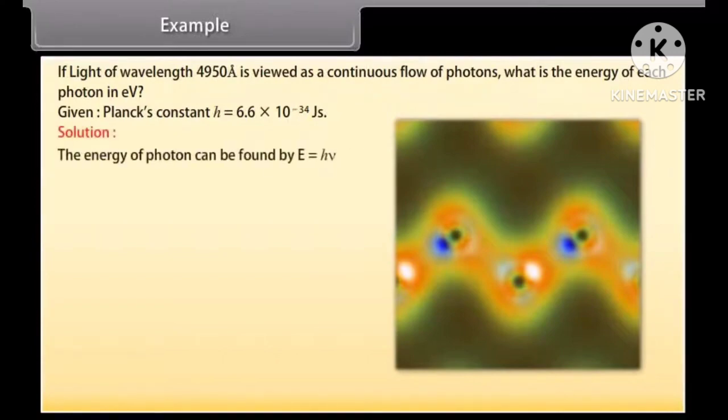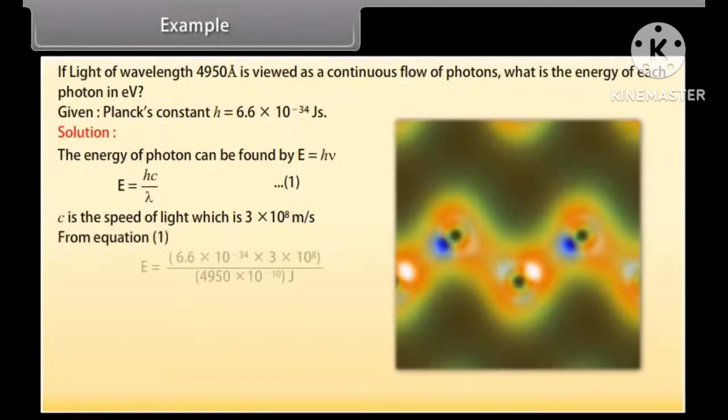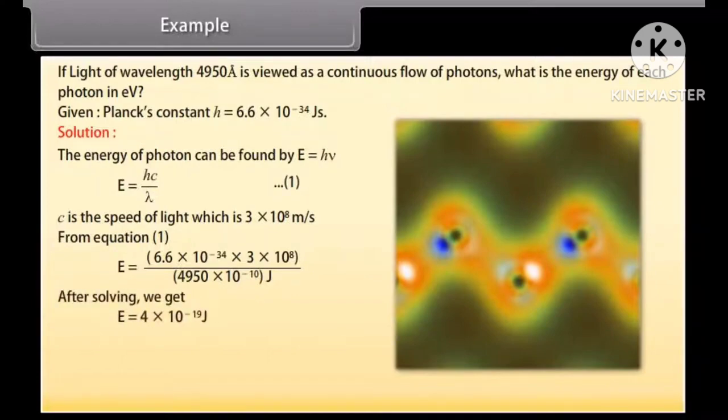Solution. The energy of photon can be found by E equals hν, E equals hc by λ, name it as equation 1. c is the speed of light, which is 3 × 10^8 meter per second. From equation 1, E equals 6.6 × 10^-34 into 3 × 10^8 by 4950 × 10^-10 joule. After solving, we get E as 4 × 10^-19 joule.